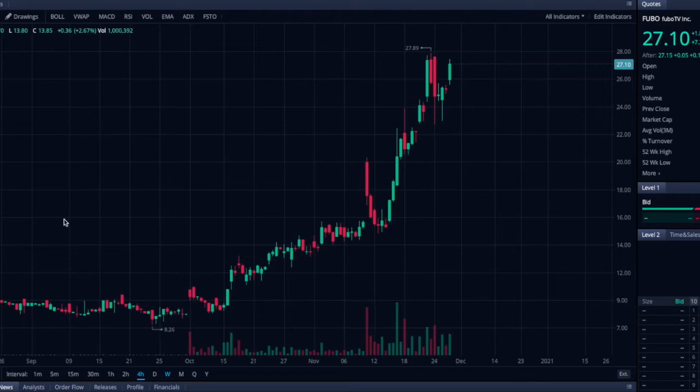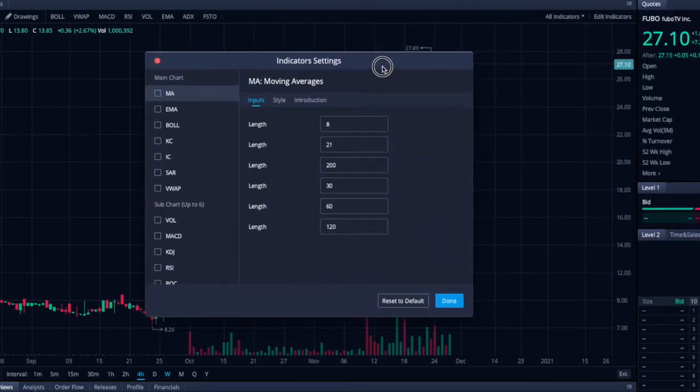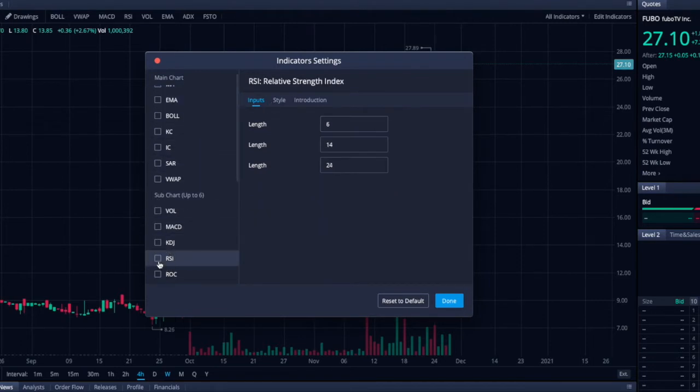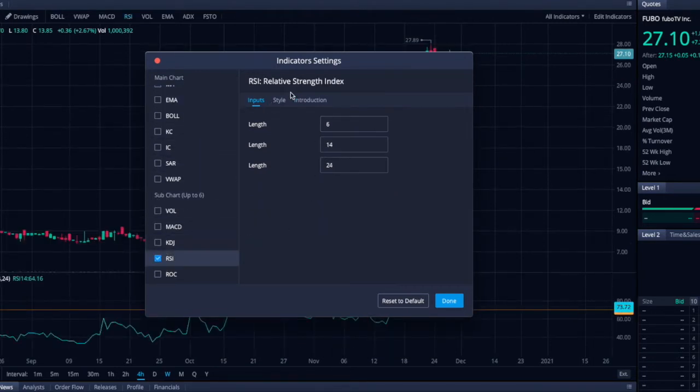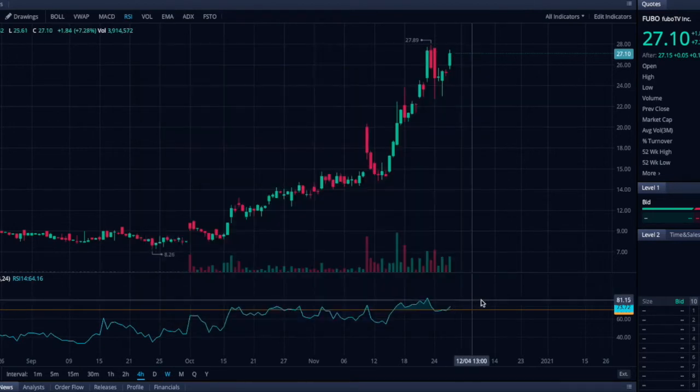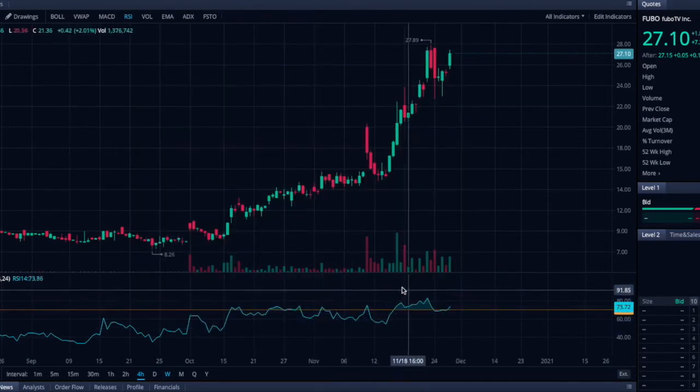So if you are on your Webull desktop, all we're going to do is click on Edit Indicators, and today I'm going to be using Fubo as an example. This little screen should pop up here, and what you want to do is tap RSI. Just check the check mark, and it gives you preset values of 6, 14, and 24. You can leave that just fine. All right, so here we go. Now you have the RSI, which usually sits at the bottom of your chart.